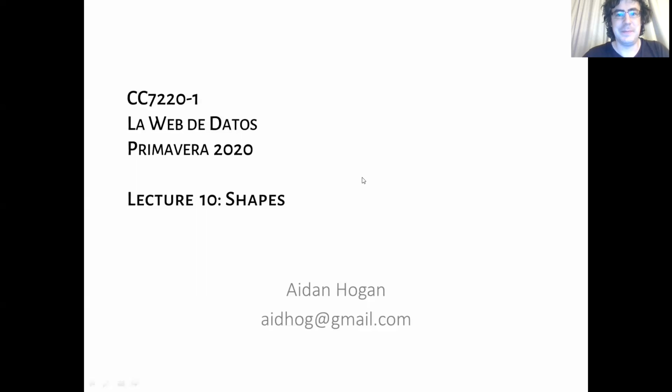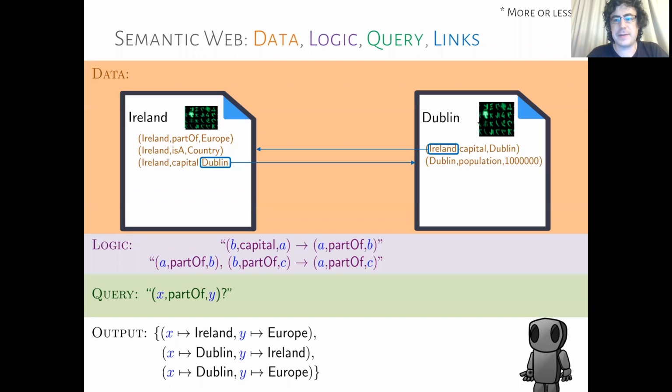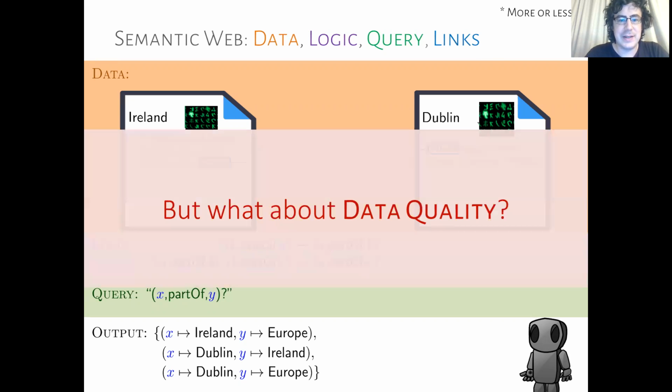Hello. So today we're going to talk about shapes, a new topic that we haven't seen before in the course. We previously spoke about various aspects of the semantic web in terms of data, logic, query, and links. So what's missing from this picture, right?